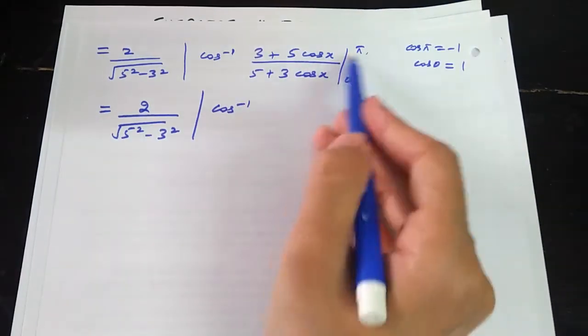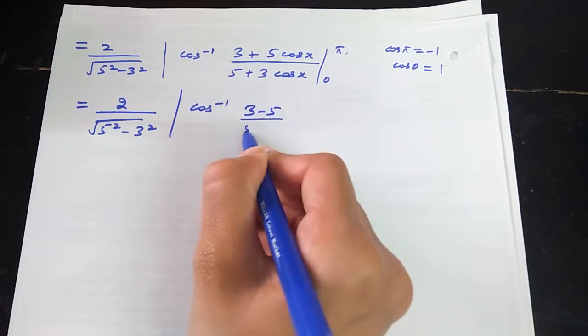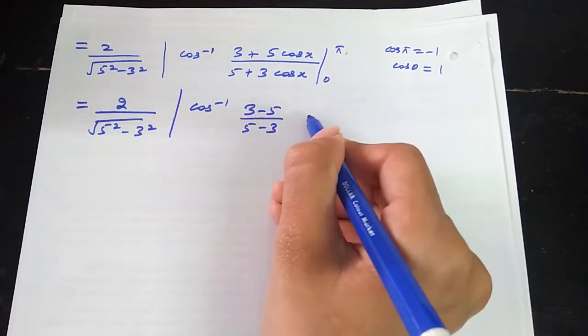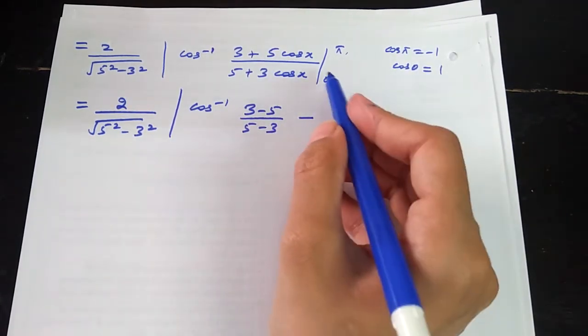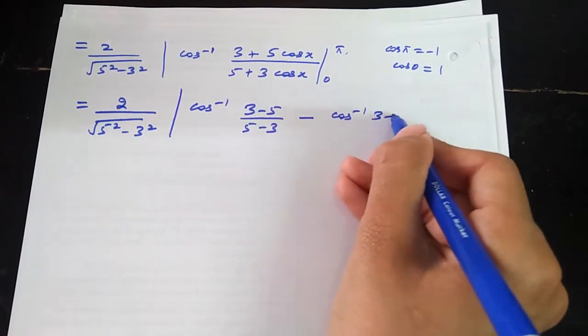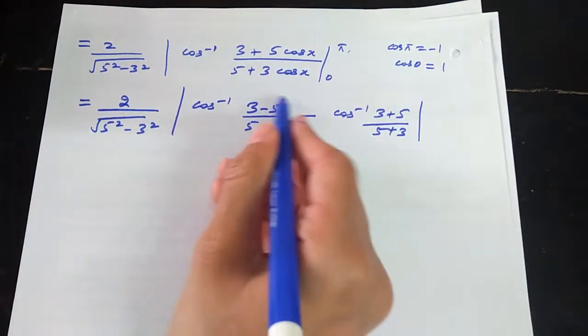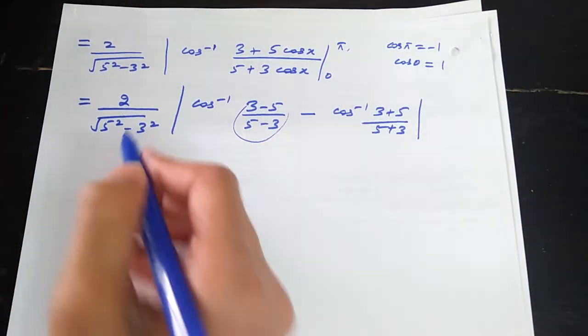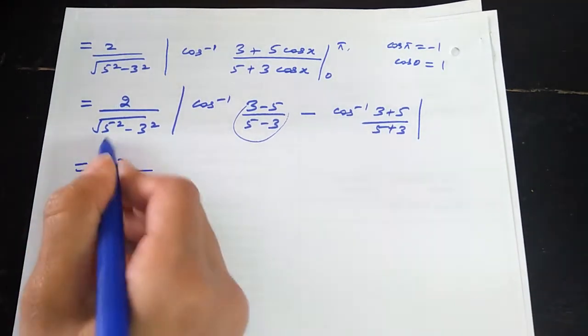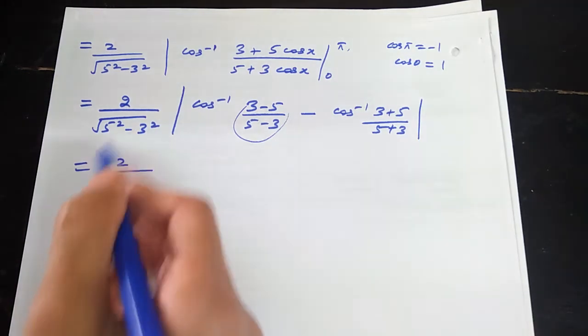So if I apply the upper limit first, I will get cos inverse of 3 minus 5 over 5 minus 3. Then the negative sign of the formula, and apply the lower limit. I will get cos inverse of 3 plus 5 over 5 plus 3, like this. Now evaluate all these terms, that can be simplified easily. I will get 2 over 5 square is 25, 25 minus 9 will give you 16.